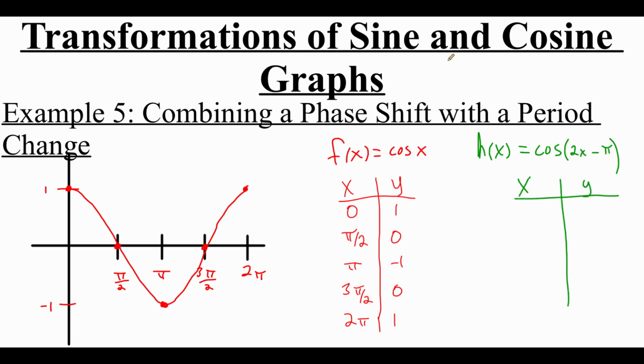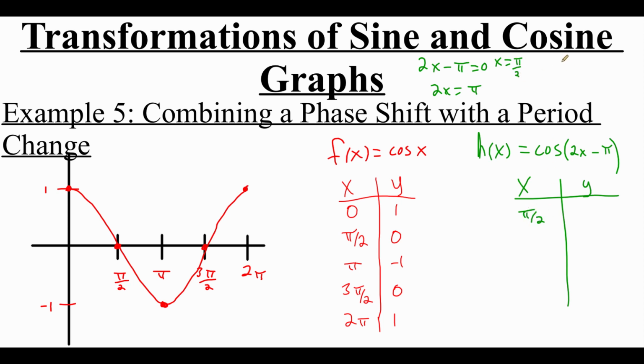Now to figure out where our graph is going to start, I'm going to find the starting point by taking 2x minus pi and setting that equal to 0. I'm going to have to add the pi over to the right hand side, so I get 2x equals pi, and if I divide by 2, I'm going to get a starting value of x equals pi over 2.